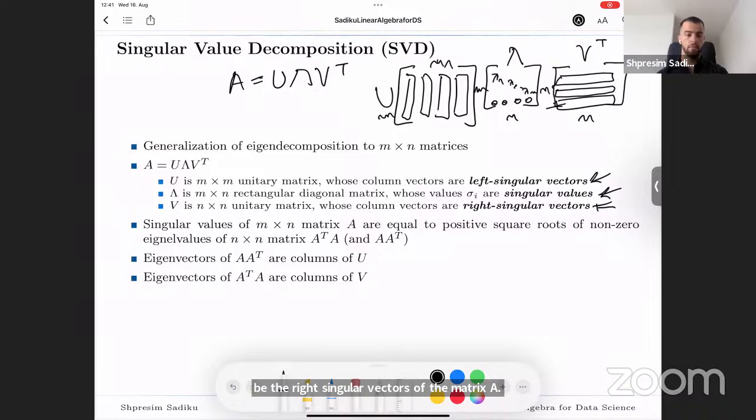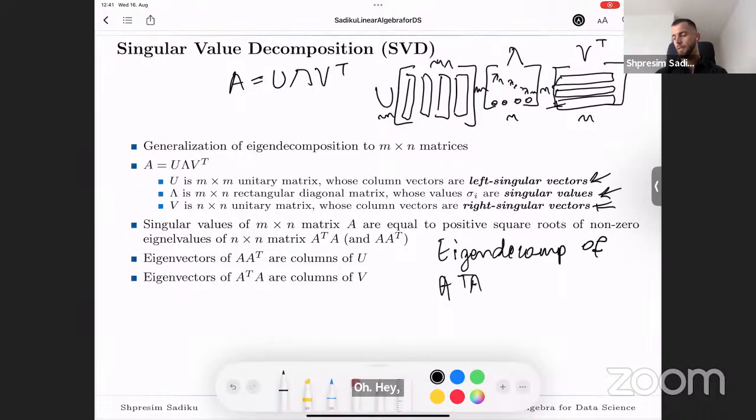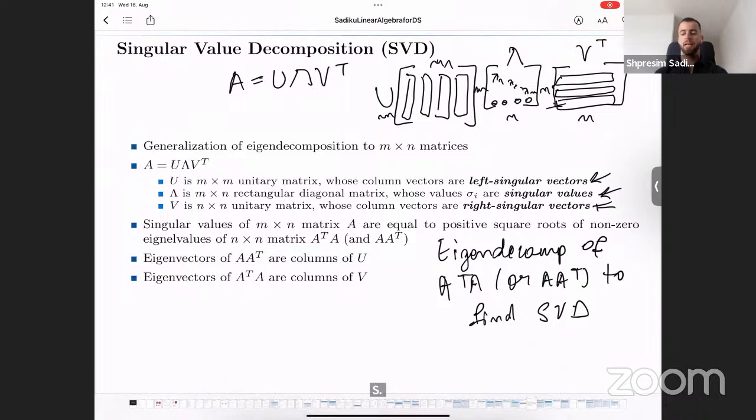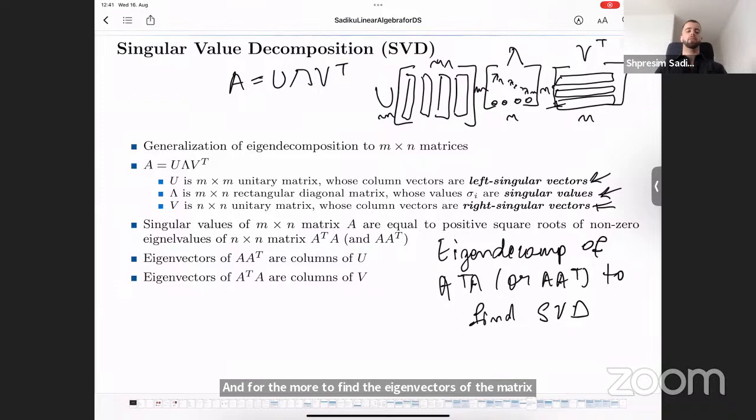One very important property is that the singular values of an m by n matrix are actually equal to the positive square root of the non-zero eigenvalues of the n by n matrix A transposed A, or also A A transposed. So what we would do to find the singular value decomposition of a matrix A, we would just do eigendecomposition of A transposed A or A A transposed to find the SVD. And furthermore, to find the columns of the matrix U, we would just find the eigenvectors of the matrix A A transposed, and to find the columns of V, we would just find the eigenvectors of A transposed A.